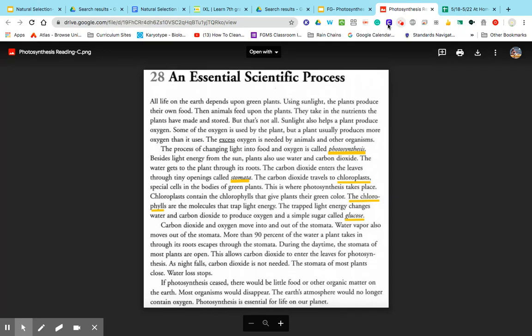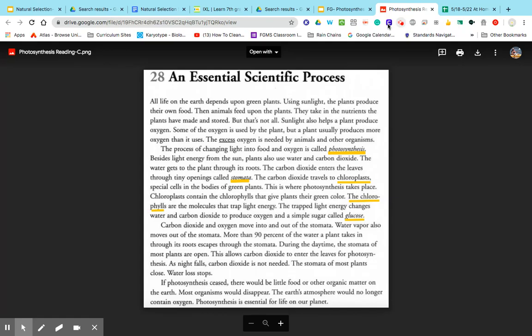Besides light energy from the sun, plants also use water and carbon dioxide. The water gets to the plant through its roots. The carbon dioxide enters the leaves through tiny openings called stomata. The carbon dioxide travels to chloroplasts, special cells in the bodies of green plants. Remember, a chloroplast is one of the organelles that exists in plant cells but does not exist in animal cells. This is where photosynthesis takes place.